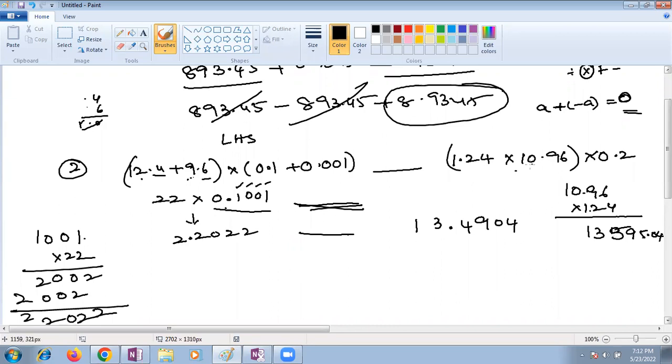How many decimal places are there in the question? 1, 2, 3, 4, 5. Ma'am, I did not multiply it with 5. Oh, you should multiply with even 0.2, right? Yes, ma'am. Just make this number twice, 13.4904 into 2.